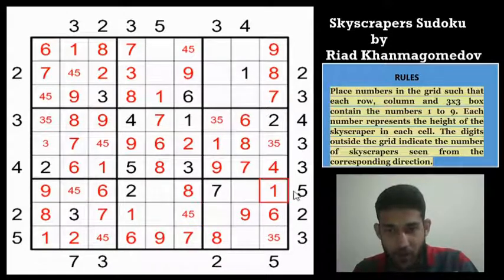Let us look at this box. 1, 6, 9, 7 and 8. Remaining digits are 2, 3, 4 and 5, but 2 is in column row 1 and row 7 and row 9, which gives us the 2 here, and remaining are 3, 4, 5.